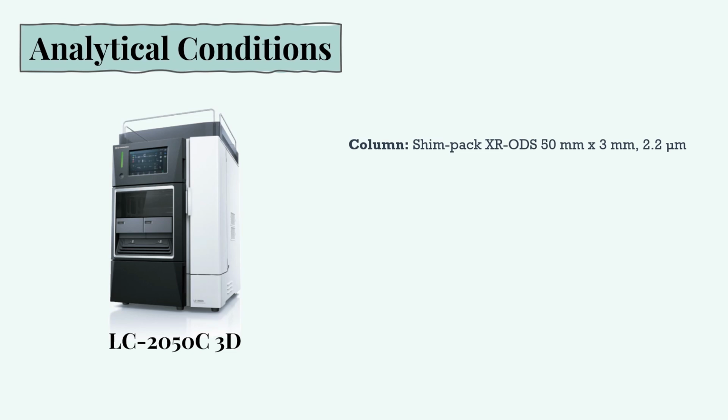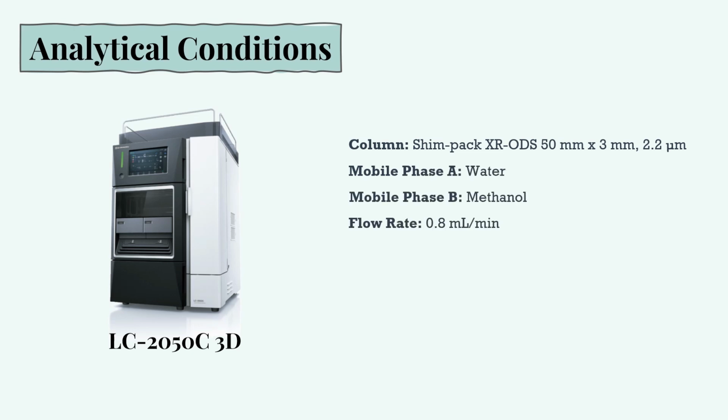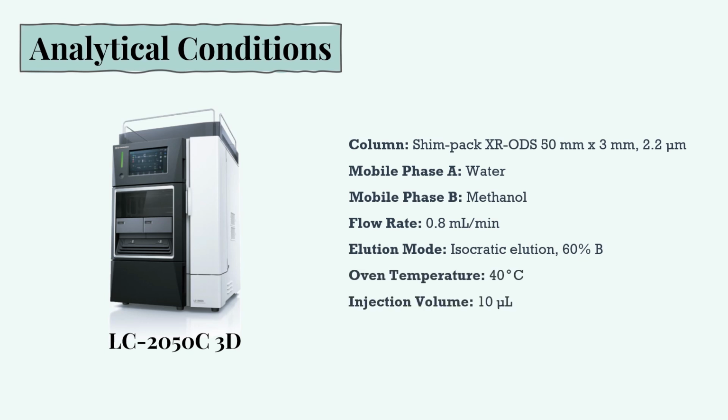The mobile phase consists of water and methanol, which is programmed for a flow rate of 0.8 milliliters per minute and an isocratic elution at a concentration of 60% methanol. The oven temperature is set at 40 degrees Celsius and a volume of 10 microliter of the sample is injected into the system.